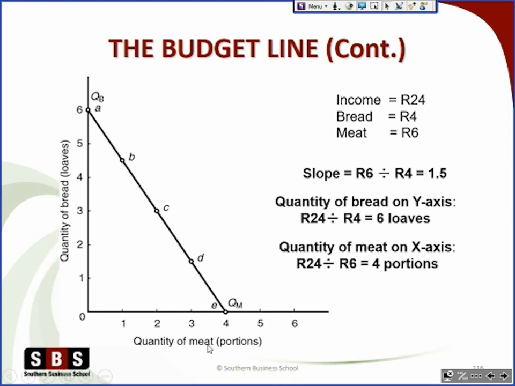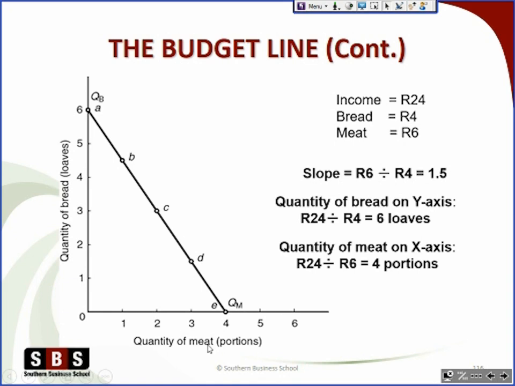So you can calculate the slope 2 ways. If you're given prices, you take the price on the x-axis and divide it by the price on the y-axis. If you're not given prices but quantities, then you take the quantity on the y-axis divided by the quantity on the x-axis. So that is self-explanatory. The quantity of meat on the x-axis is 24 divided by 6 gives you that 4 quantity. And the same for bread, 24 divided by the 4 Rand that we've got there gives you the 6 loaves.